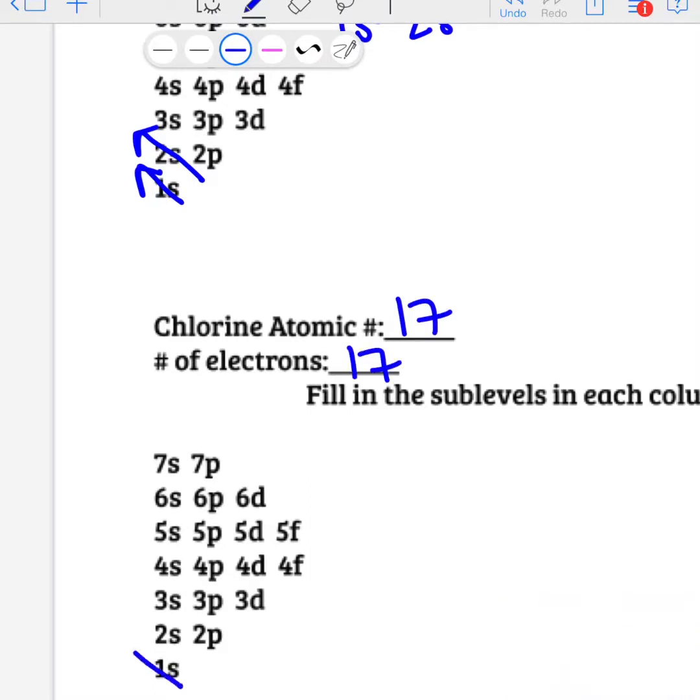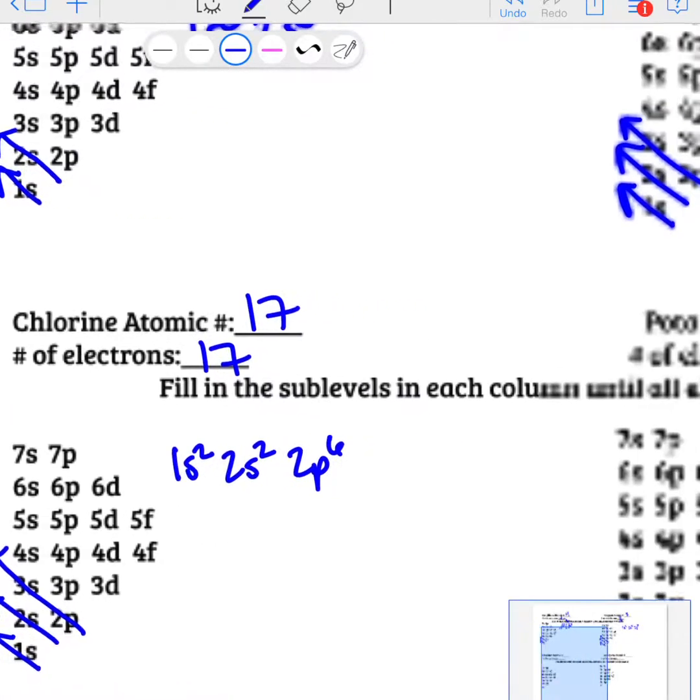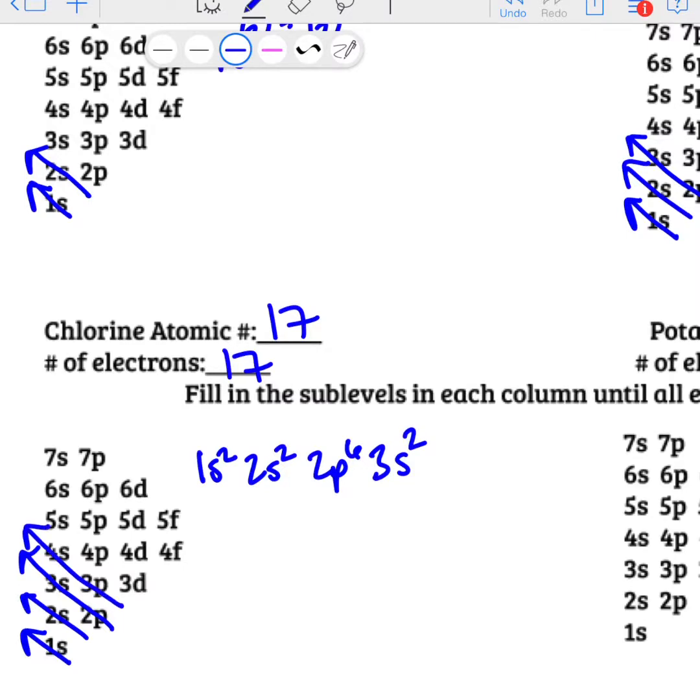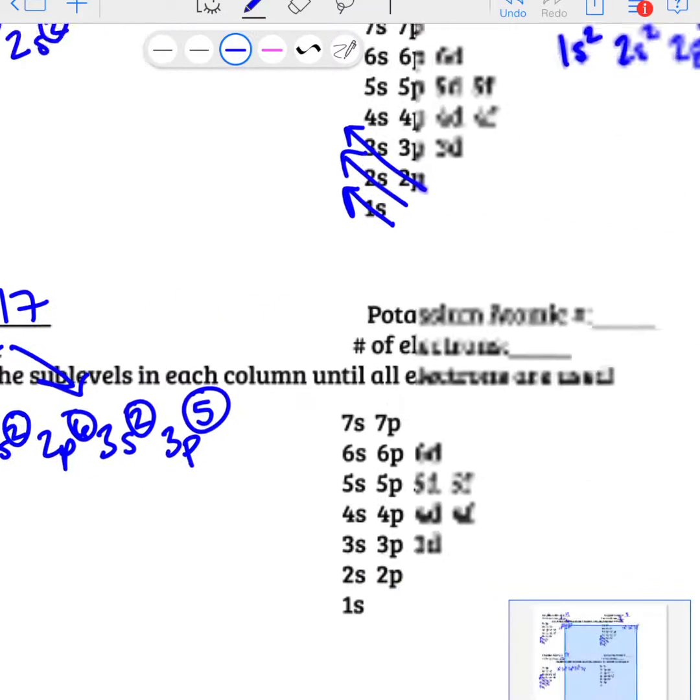Here's chlorine. Atomic number of 17, 17 electrons. 1s2, 2s2, 2p. Remember, p can hold 6. I got to keep going because I'm trying to get to 17, so I'm going to follow that arrow up. 3s. S can hold 2. I'm still not to 17. So I'm going to go to my next line that says 3p. Now, p again can hold 6, but to get to 17, I just need to have a 5. So 2 plus 2 plus 6 plus 2 plus 5 gives me 17.